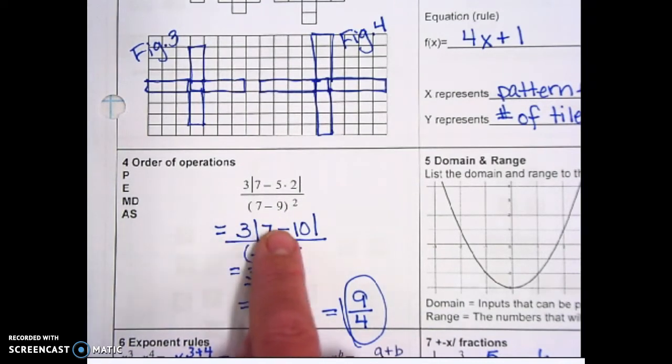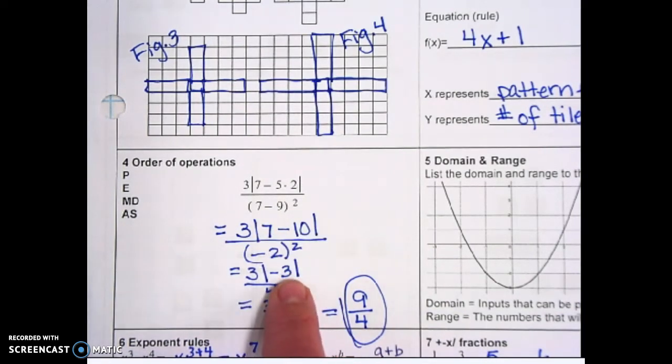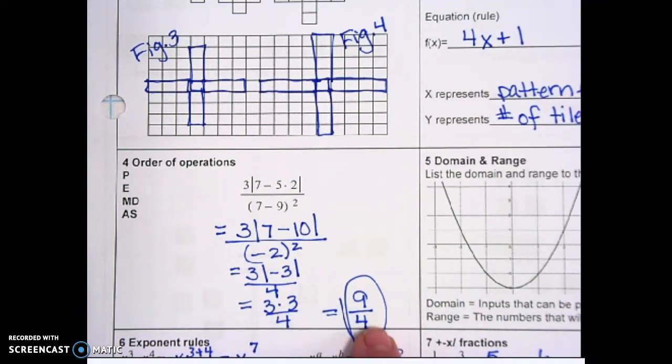Then for the next step, I simplified the 7 minus 10, which is negative 3. And I squared the negative 2, which is 4. Then I took the absolute value of negative 3, which is 3. And then I multiplied 3 times 3, which is 9. And I get the answer of 9/4.